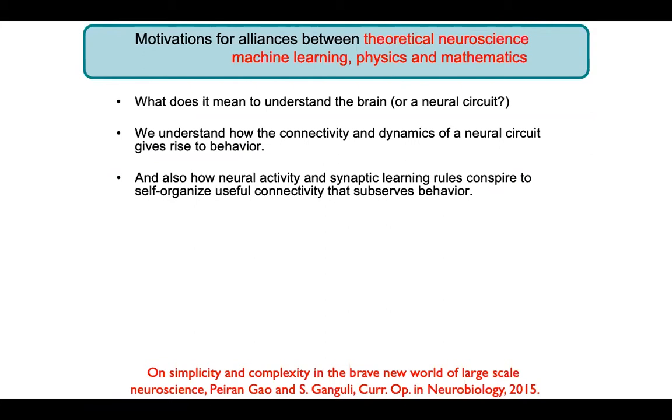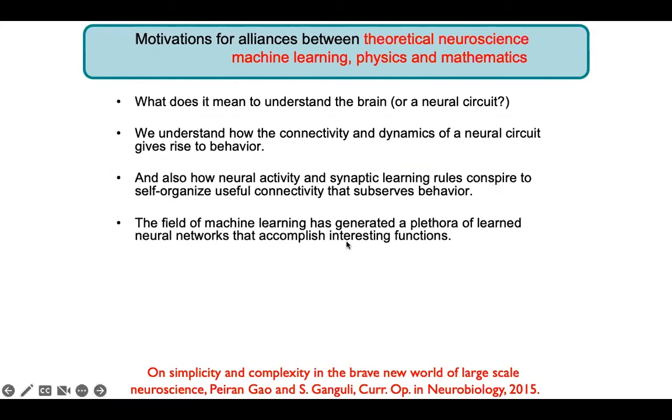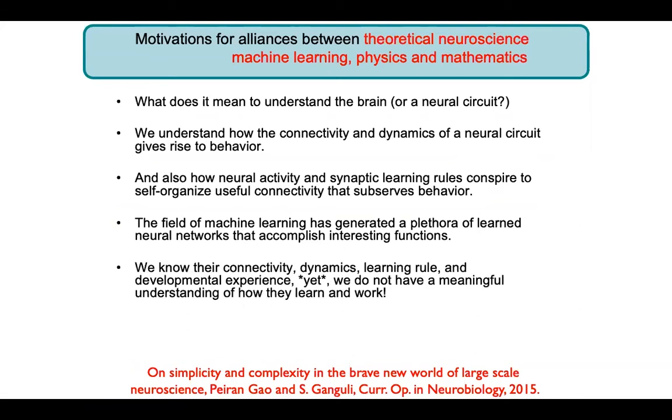So the field of machine learning has generated lots of neural networks that accomplish really interesting functions, functions that we know of no other way of doing in any other artificial system at the moment. The surprising thing is we know everything about their connectivity, their dynamics, their learning rule, their developmental experience, their training data, yet we don't have a meaningful understanding of how they learn and how they work. If we can't understand these systems, this should keep neuroscientists up at night as to how we are going to understand the brain.